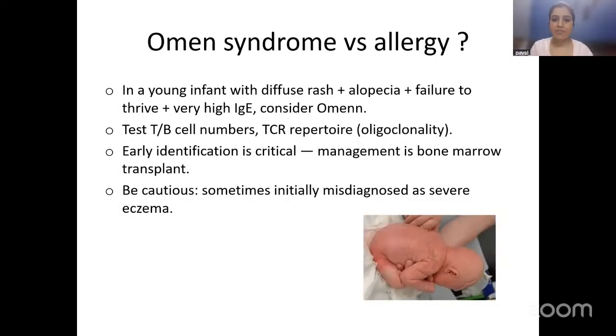So, this is actually Omenn syndrome in a young infant with diffuse rash, alopecia, failure to thrive, very, very high IgE, consider Omenn. They have got both B and T cell defects and it is very difficult to differentiate from SCID, where both B and T cells are affected. However, here you have the oligoclonal expansion of the T cell receptors. Early identification is very, very critical, and be cautious as they get misdiagnosed as severe eczema.